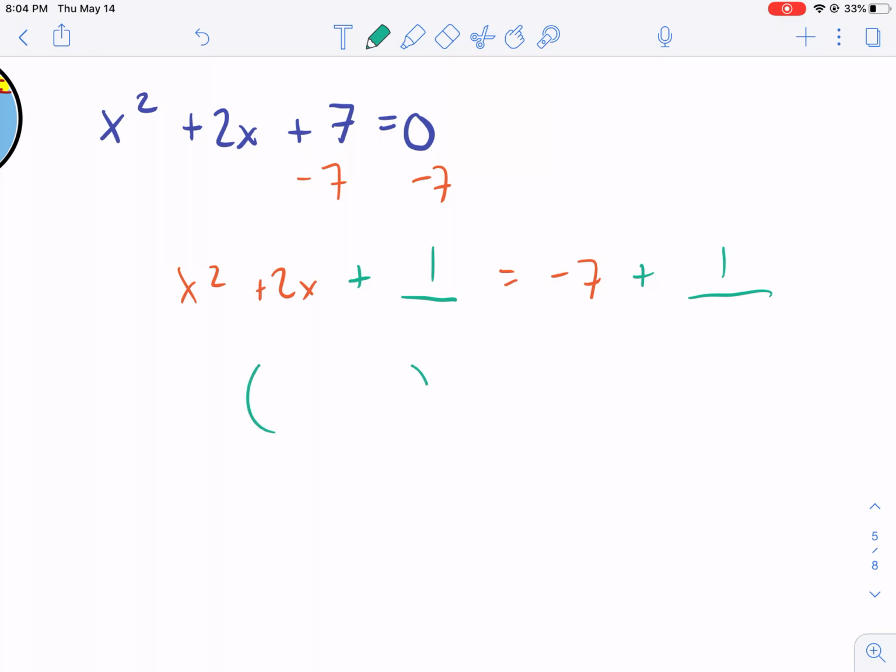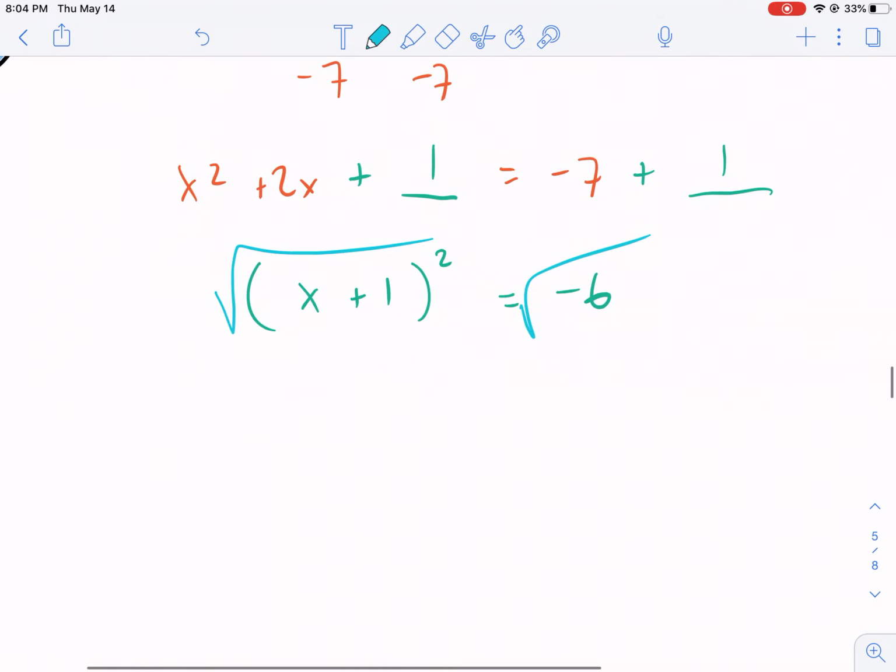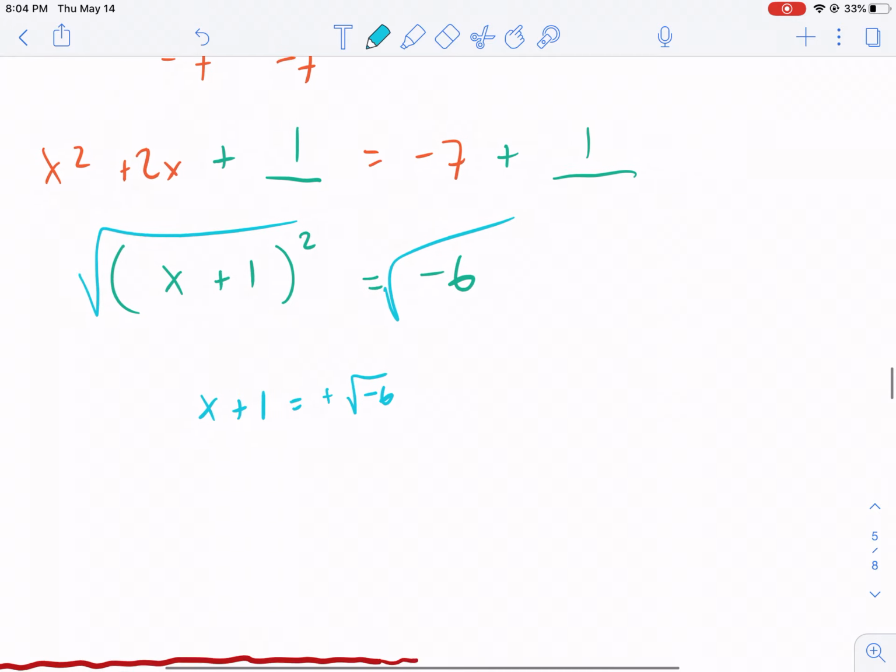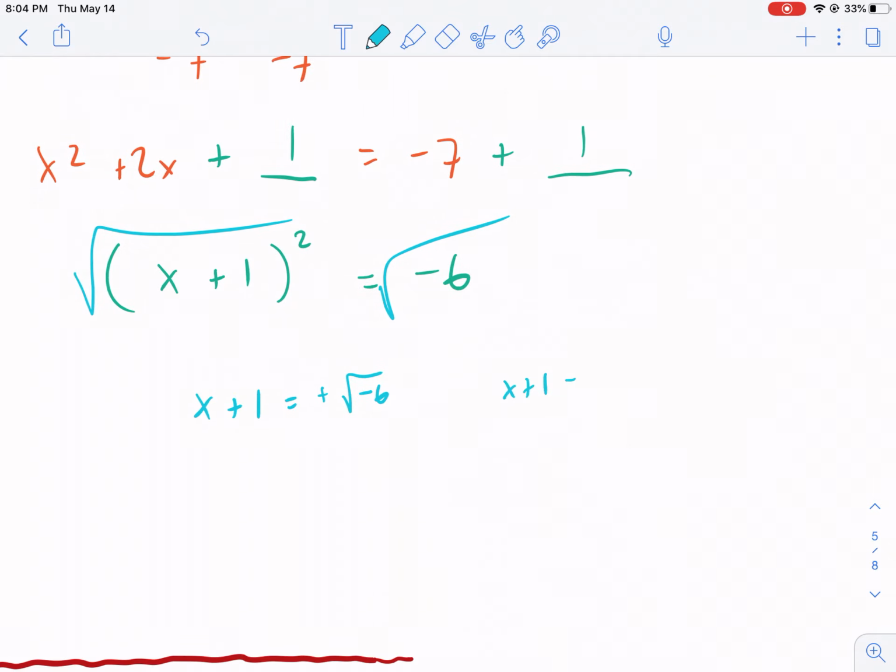Now I'm ready to put it into parentheses squared. That's x plus 1. That's a perfect square trinomial. That's the whole point. Equals negative 7 plus 1, negative 6. Now I'm ready to solve. Take the square root. I get x plus 1 equals the positive square root of negative 6, and it also is going to equal x plus 1 equals the negative square root of negative 6.